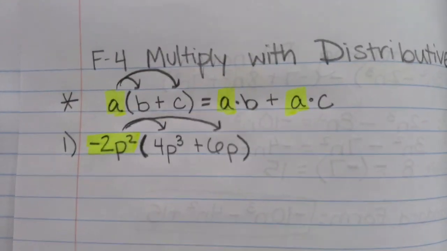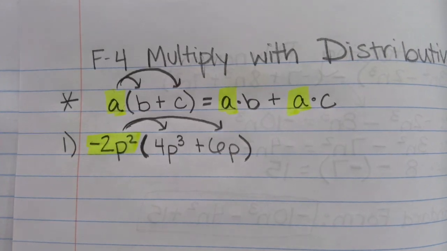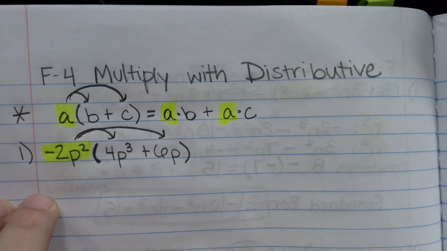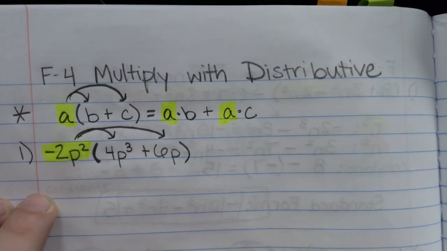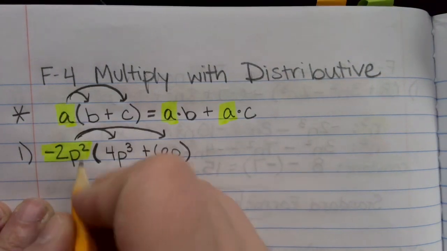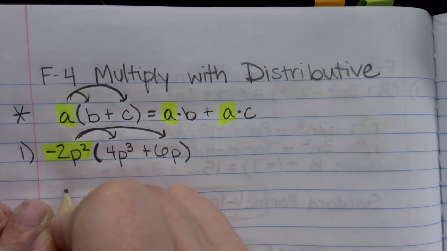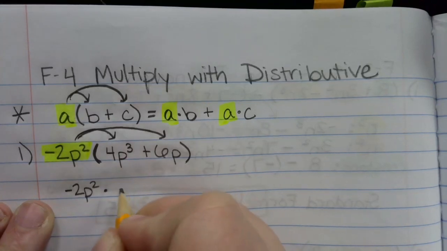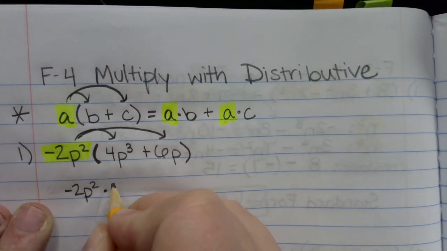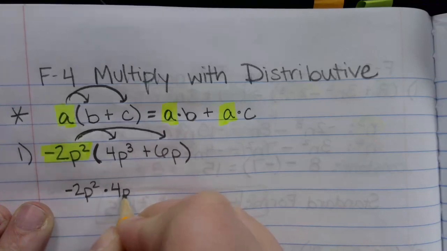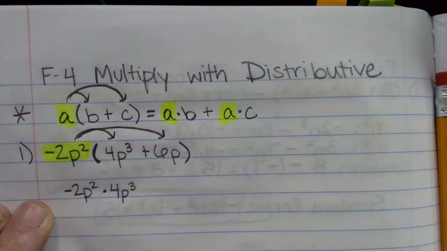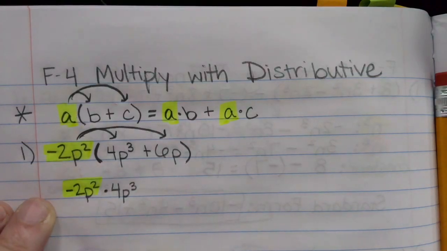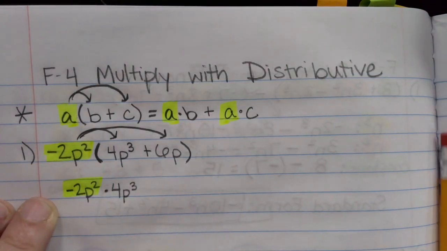All right, now some of you are going to get really good at doing this part in your head. I'm going to write it out, especially since this is our first time. And remember, for our notes, we always want to write more on this first time, so when we look back, we know what's happening. So it's going to be negative 2p squared times, what's our first part? First term. Good, 4p to the third power. So I took that negative 2p squared, we multiplied it by the first term.